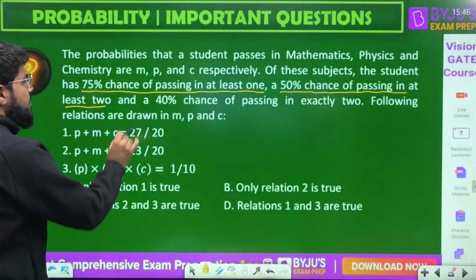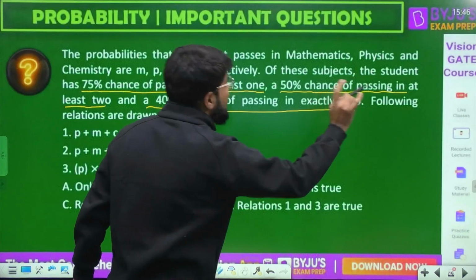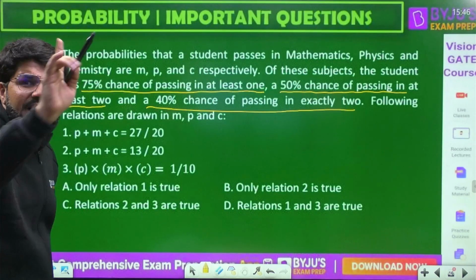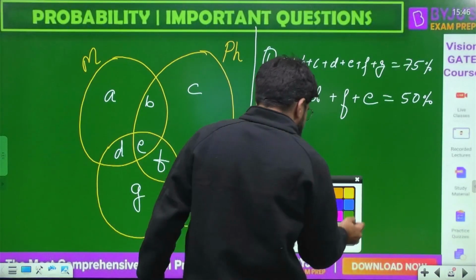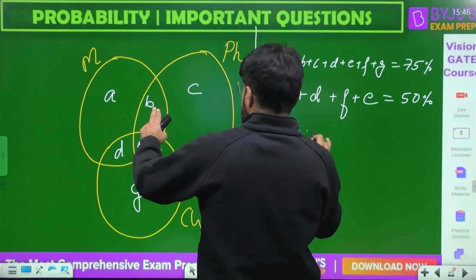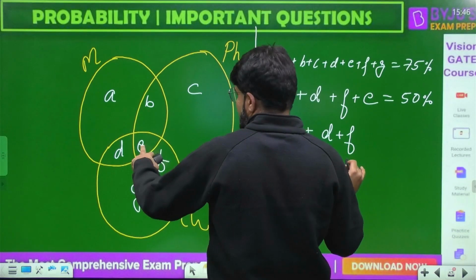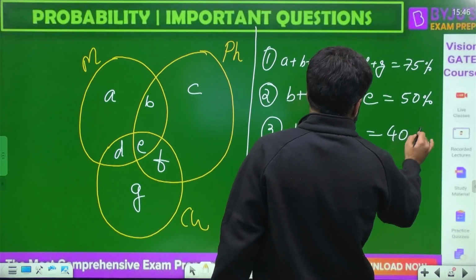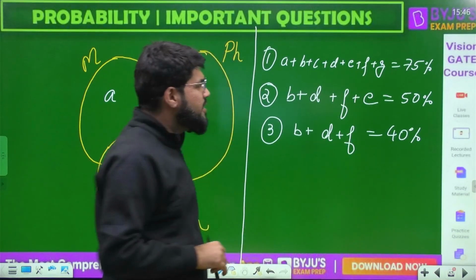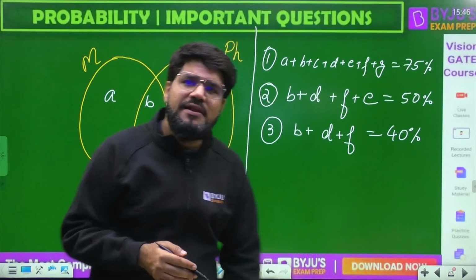Okay, there will be 40% chance of passing in exactly two. Yahan pe bola hai exactly two. Exactly two means, okay, B or D or F, but not E. But not E. Exactly two. Okay, so guys, when you subtract these two equations, the last two, you get the value of E.